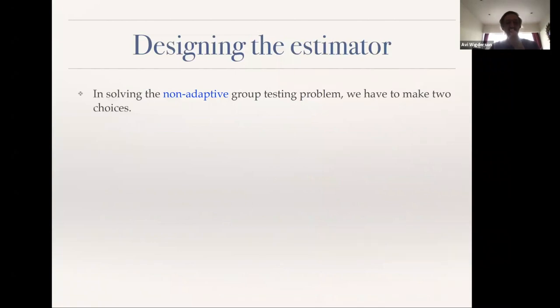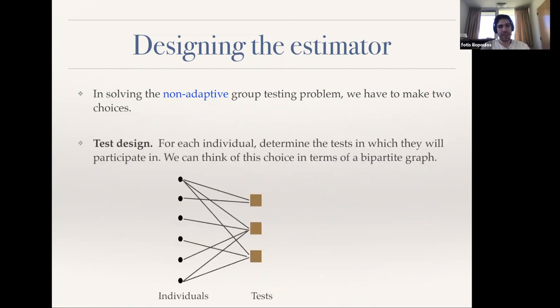Good. So now, on designing the estimator for the non-adaptive group testing problem, one needs to make two choices. The first choice is how one is going to form the groups. For each individual, we need to determine the tests in which they would participate. We will do N tests, and for each individual, we need to decide in which of these tests they will take part.